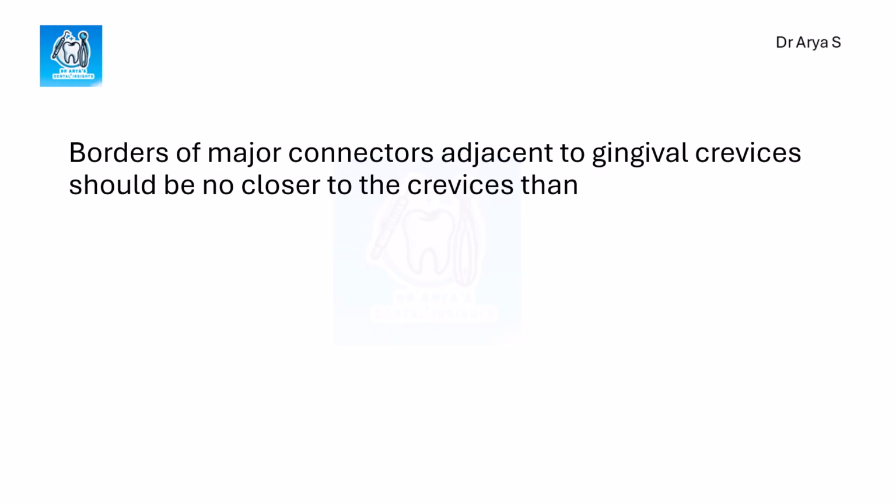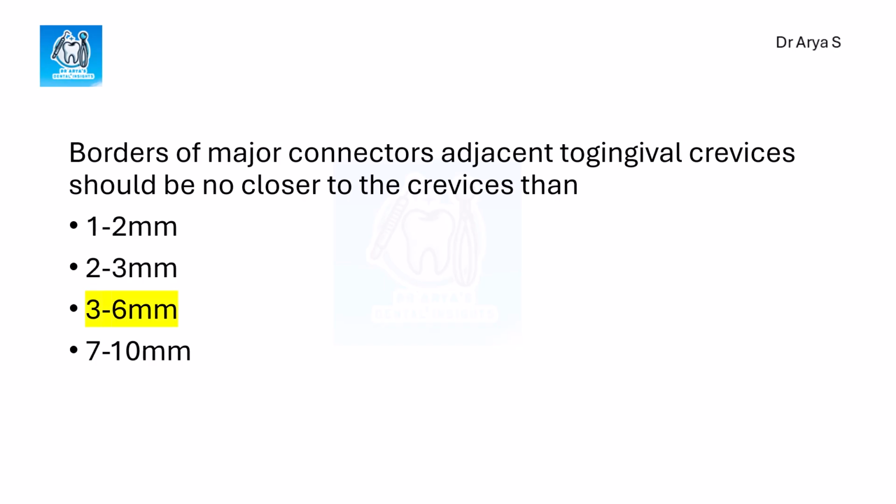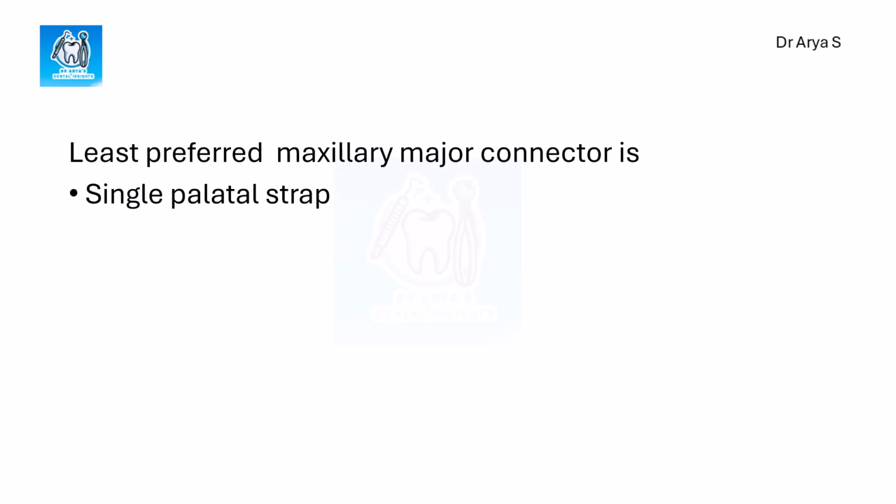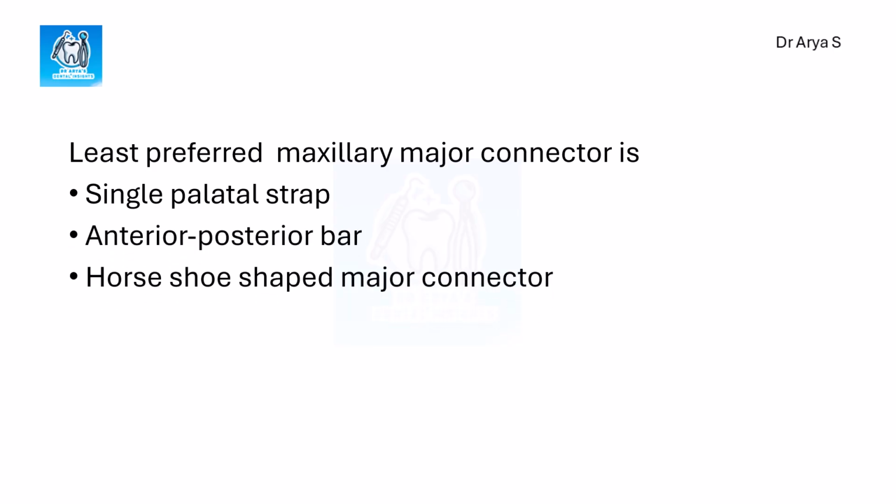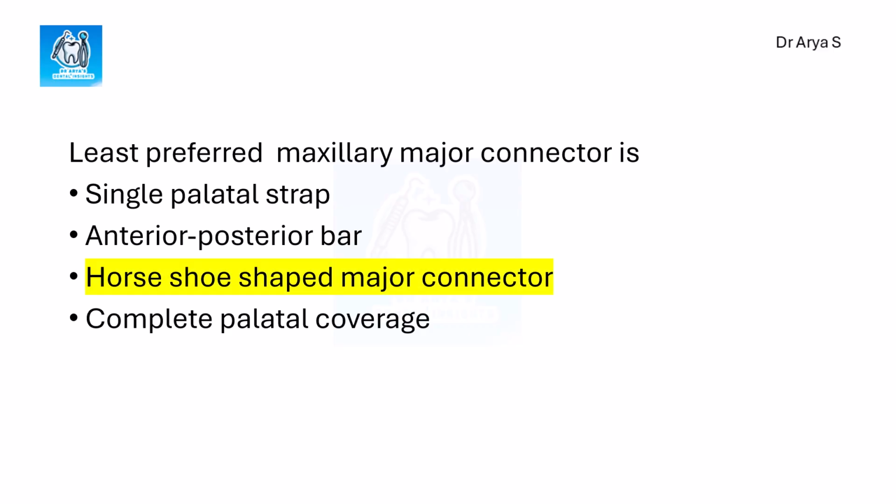Borders of major connectors adjacent to gingival crevices should be no closer to the crevices than 1 to 2 mm, 2 to 3 mm, 3 to 6 mm or 7 to 10 mm. Borders of major connectors adjacent to gingival crevices should be no closer to the crevices than 3 to 6 mm. Preferred maxillary major connector is single palatal strap, or anterior posterior bar, or horseshoe shaped major connector, or complete palatal coverage? Here the answer is horseshoe shaped major connector. So least preferred maxillary major connector is horseshoe shaped major connector.